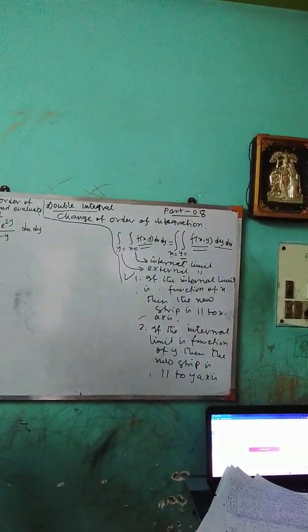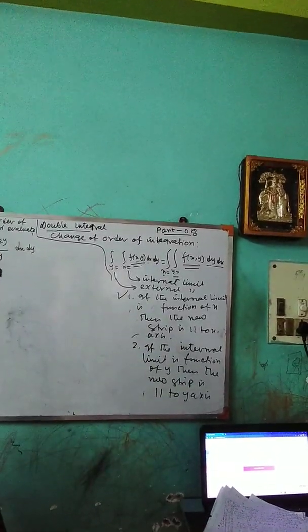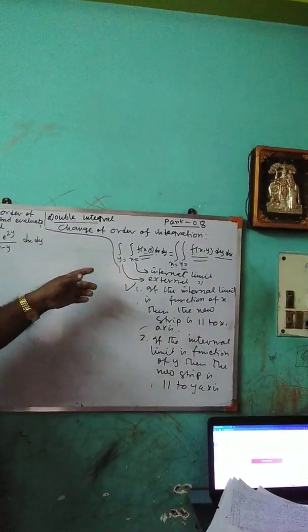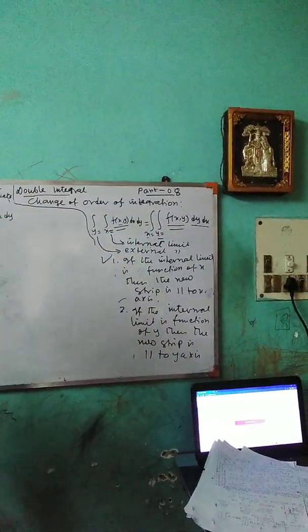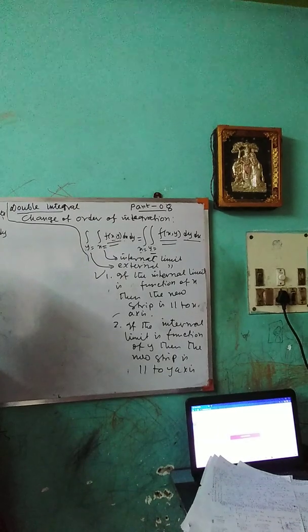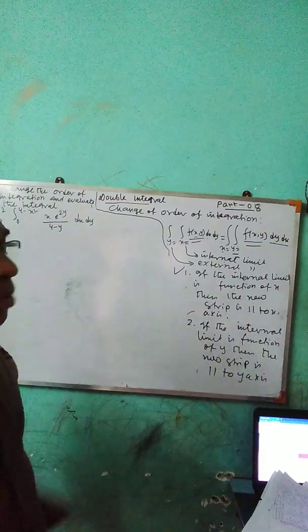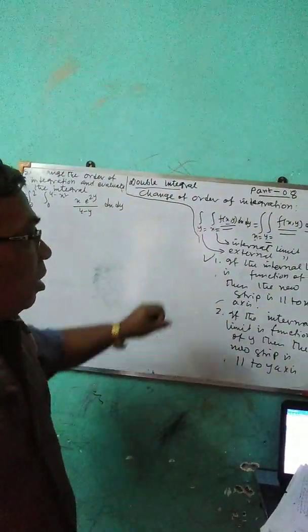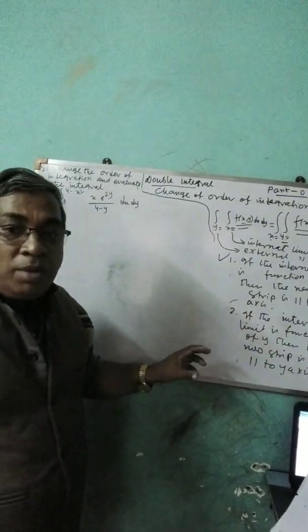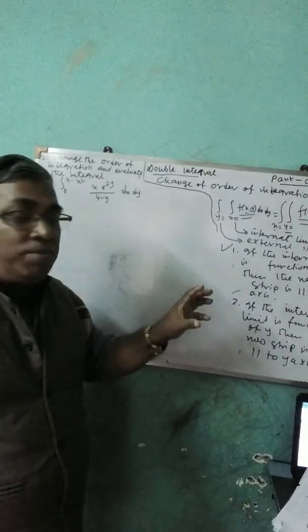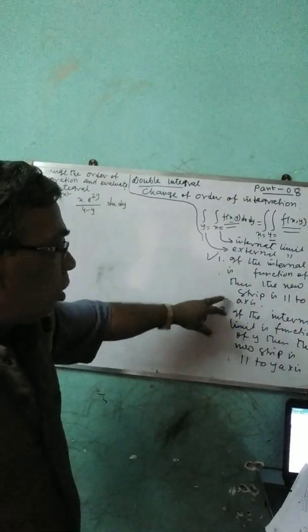Okay? Understand? So two things we have to remember in change of order of integration. From the given limits, that is the internal limit and external limit, we have to draw the rough diagram. Then from the rough sketch, we have to consider a new strip. Now the very important question is how to find the new strip. The new strip is easily found if we follow these two rules.